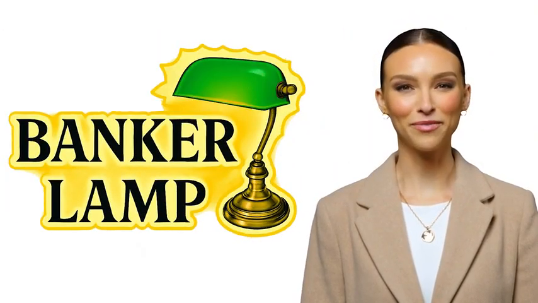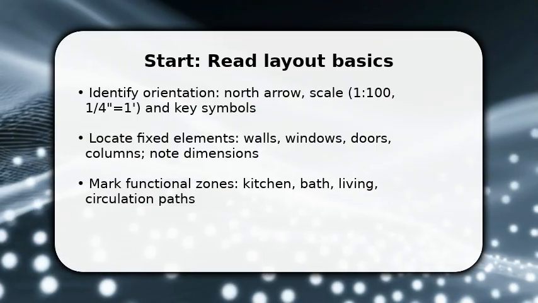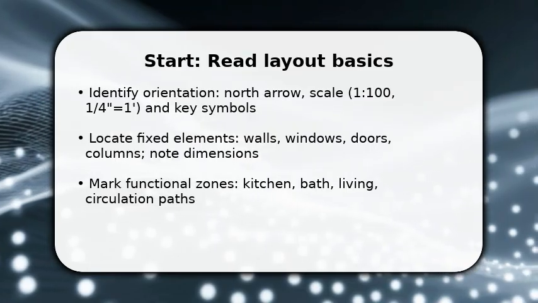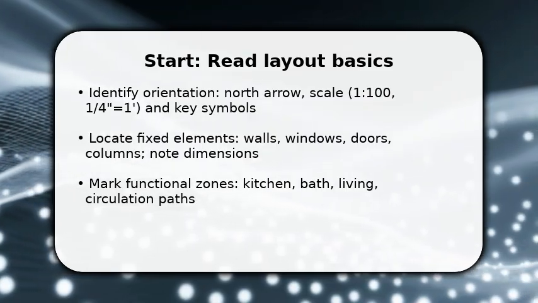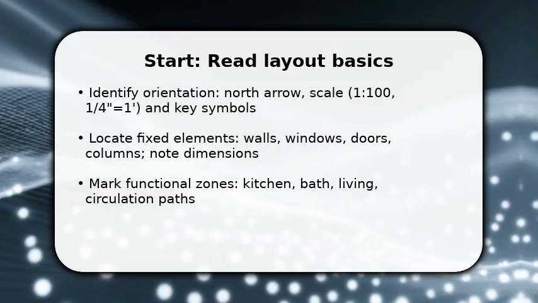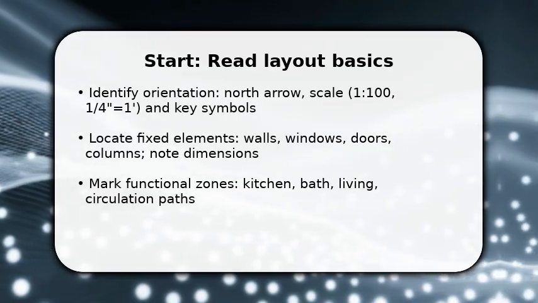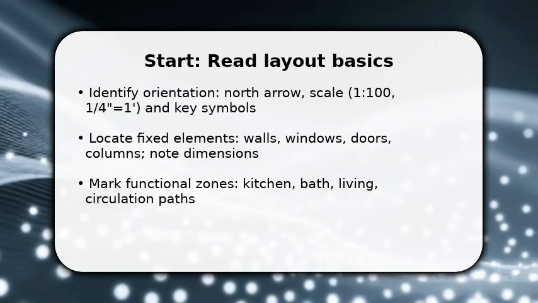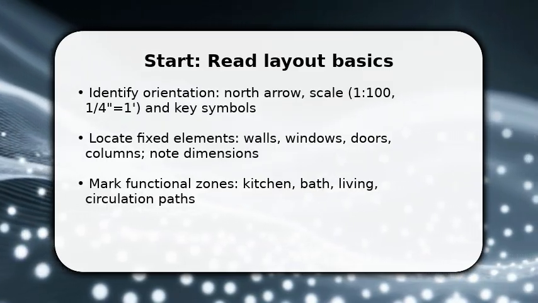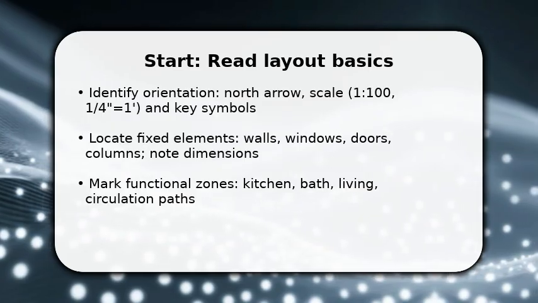You begin by orienting the plan. Find the north arrow and scale so measurements mean something. Next, trace fixed elements: walls, windows, doors, columns, and record labeled dimensions. Once done, block out functional zones: kitchen, bath, living, and clear circulation paths that connect them.